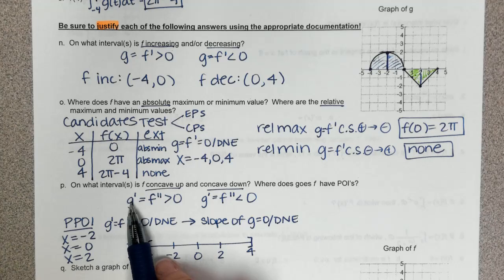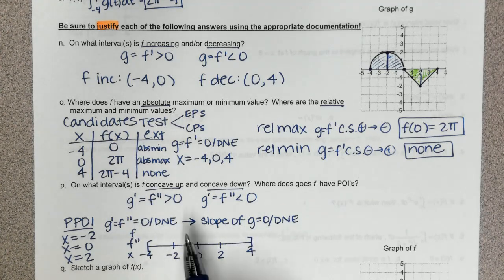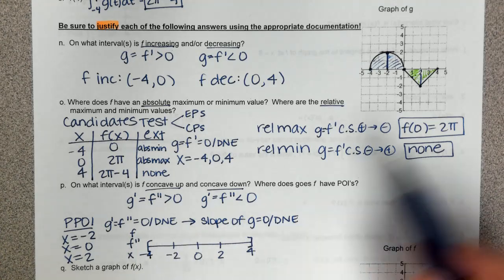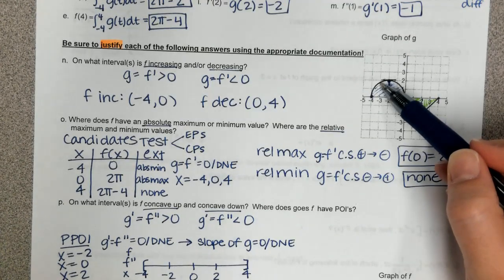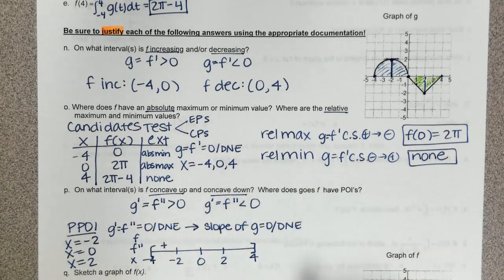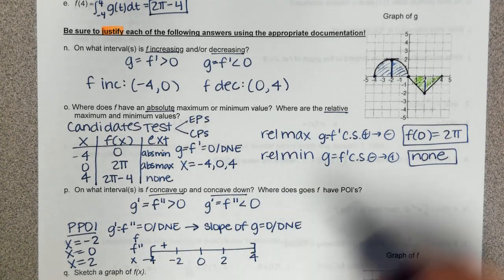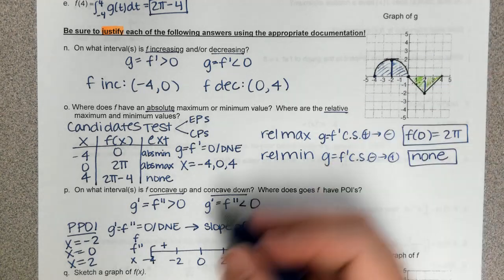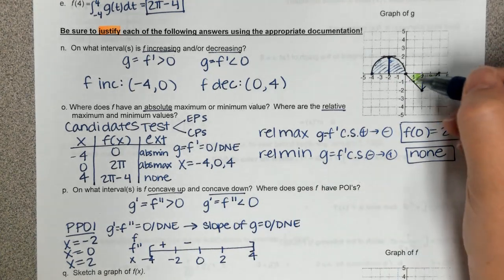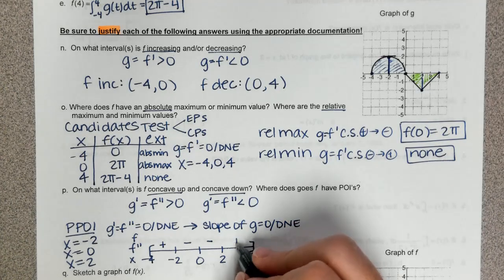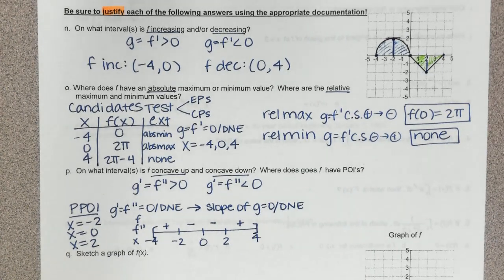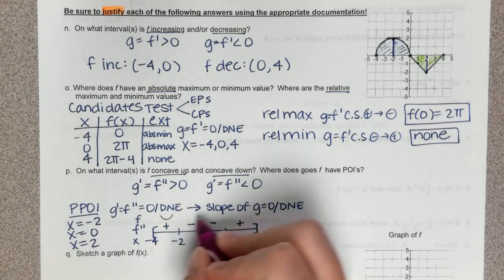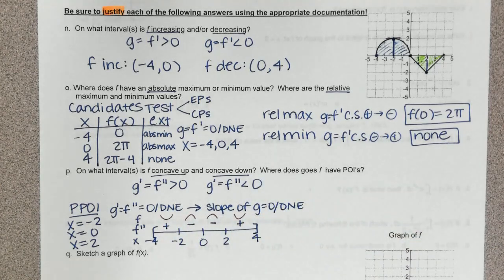Now again, f double prime equals g prime. So we pick a number like -3 and plug it into f double prime or g prime. What's the slope of g at -3? The slope of g at -3 right here is a positive number, so that's positive. What's the slope in between here at -1? The slope is negative. From 0 to 2, the slope is negative. From 2 to 4, the slope is positive. So then above that, that tells me concave up, concave down, concave down, concave up.